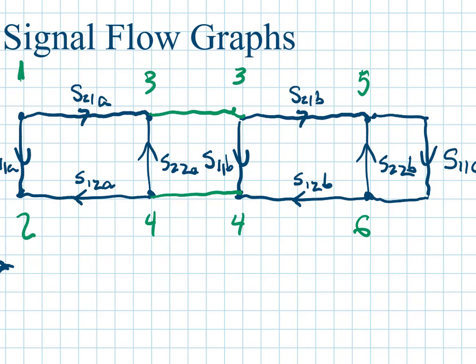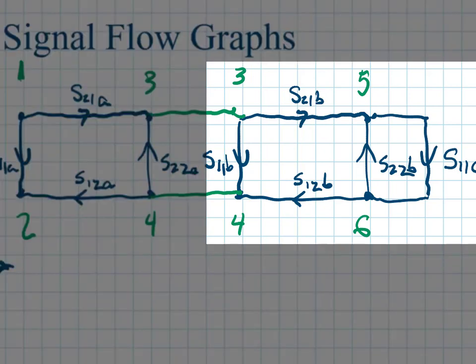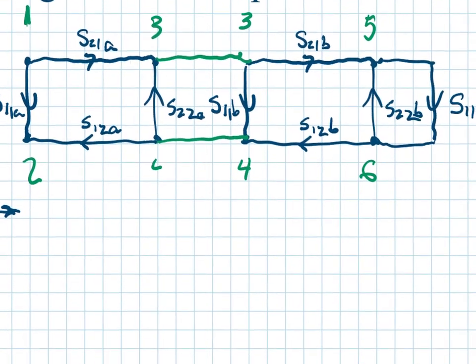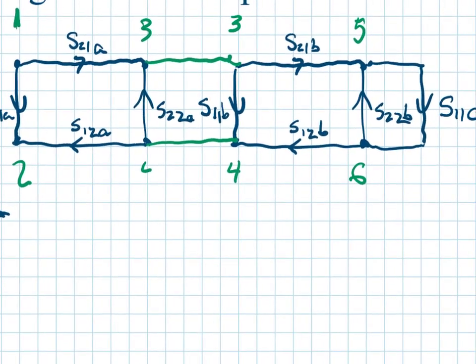We're going to start on the right side. What we're going to want to do is combine the one-port C network together with the two-port B network. So let's start taking a closer look at the right side here, and let me make some space to work with.